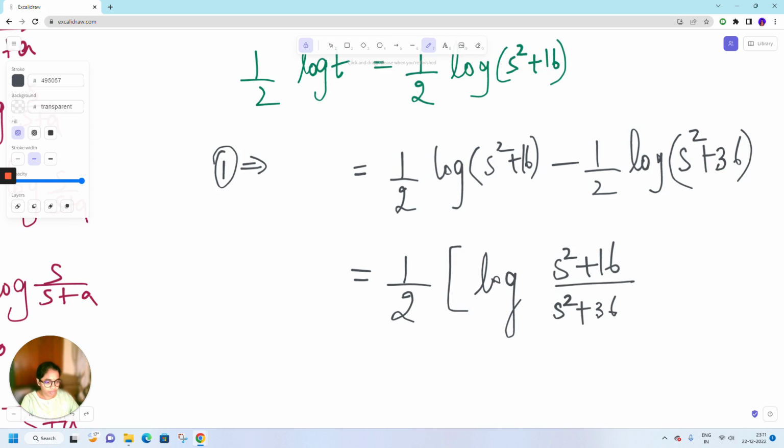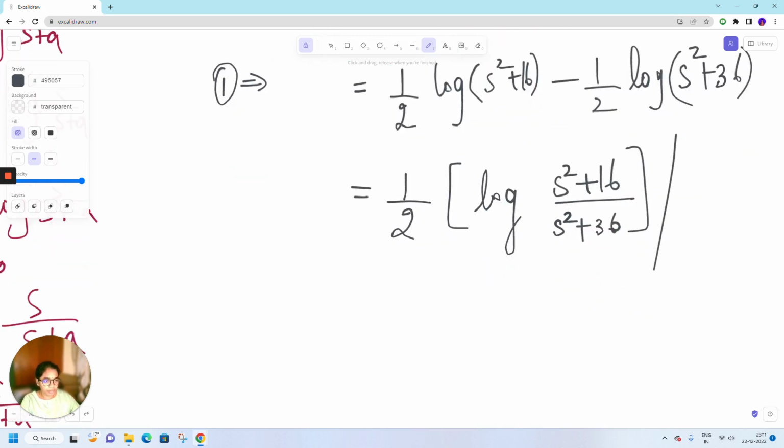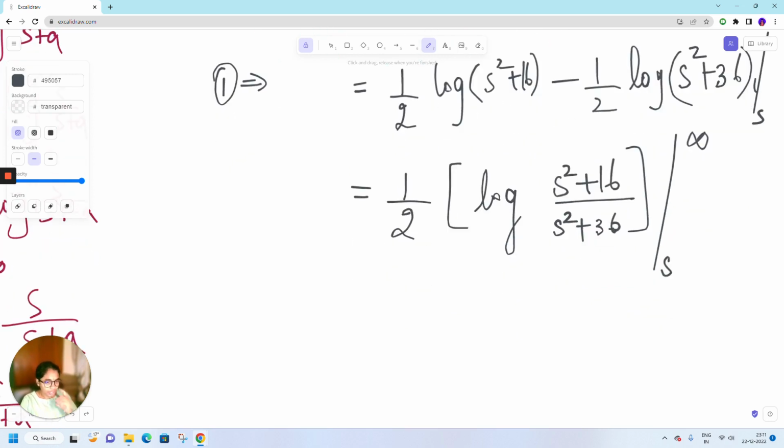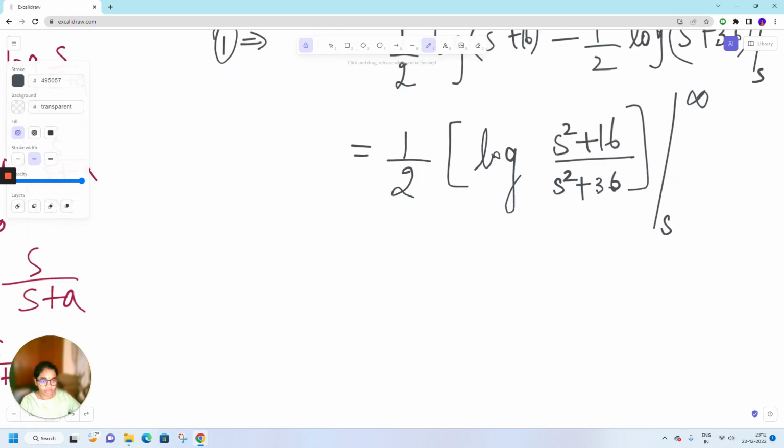Okay, now what is our next step? We should apply the limit s to infinity, right? Even here we had to apply s to infinity. Yes, let me do the upper limit now. Upper limit is infinity, right? So that would be log infinity by infinity. So what should I do?